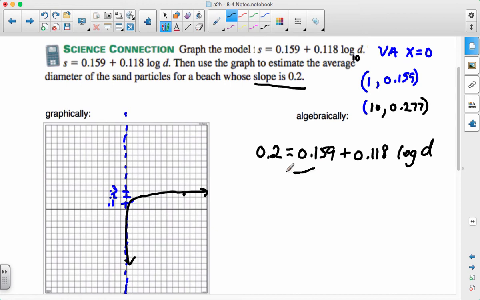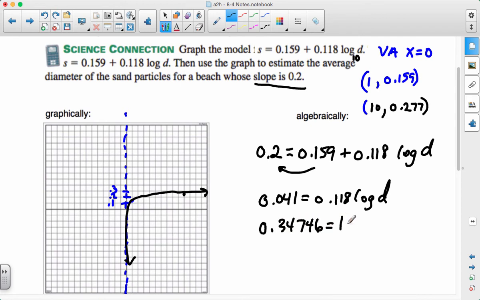I'm going to subtract this guy, kick this bad boy over the other side, and get 0.041 equals 0.118 log of d. Then I'm going to divide by this guy, 0.118. I'm going to move this log, no, I just won't do that. I'll go 0.34746 equals log base 10. I'll go ahead and write that in so it makes it clear. Now I want to solve for d, right? I want to isolate d.